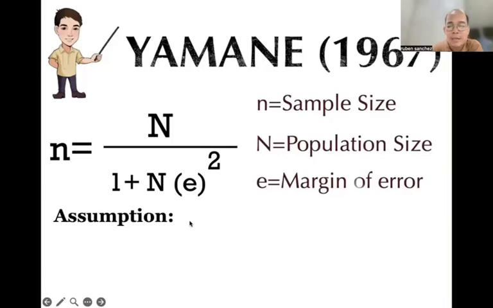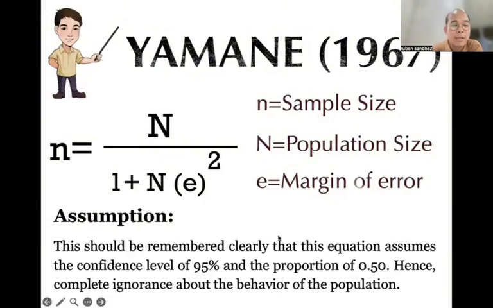In utilizing this sample size formula, we have to consider this assumption, class. It should be remembered clearly that this equation assumes a confidence level of 95% and a proportion of 0.5. Therefore, class, there is a complete ignorance about the behavior of the population.